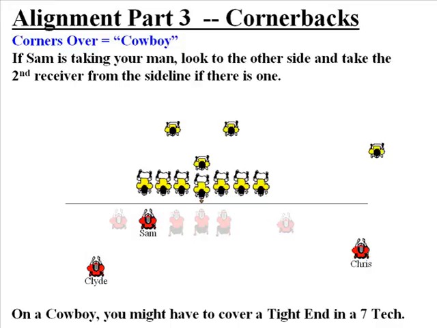Chris is taking the wide out. Clyde is going, Sam just took my man, so he looks to the other side. Is there a second receiver on the other side? The answer is yes. It's the tight end right there. You see that? And there he goes.